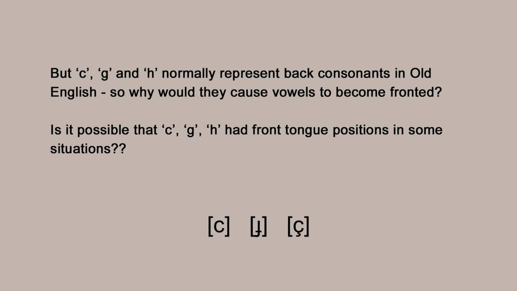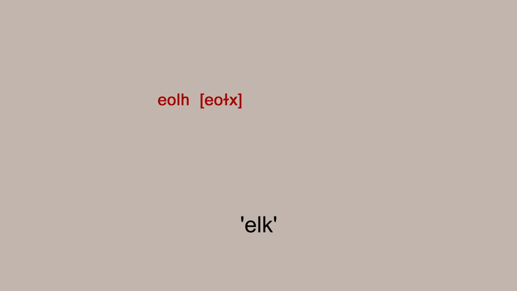Where in West Saxon you have elch, in Northumbrian you might have had elch. Where in West Saxon you had milk, in Northumbrian you might have milk. There's a bit of a chicken and egg thing with this hypothesis though. Did fronted vowels cause the consonants to palatalise, or did palatal consonants cause the vowels to front?